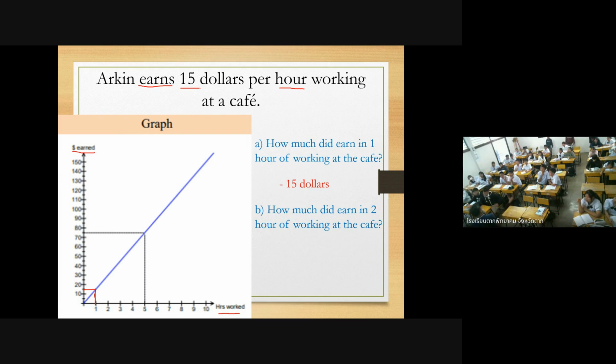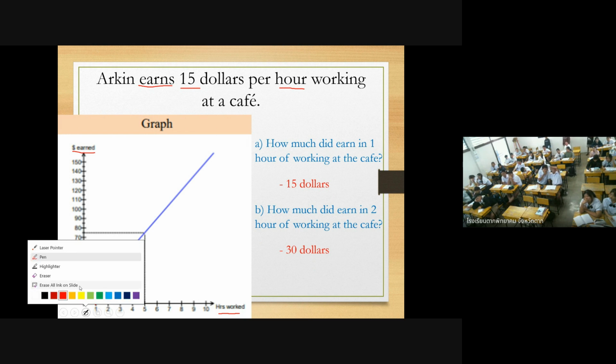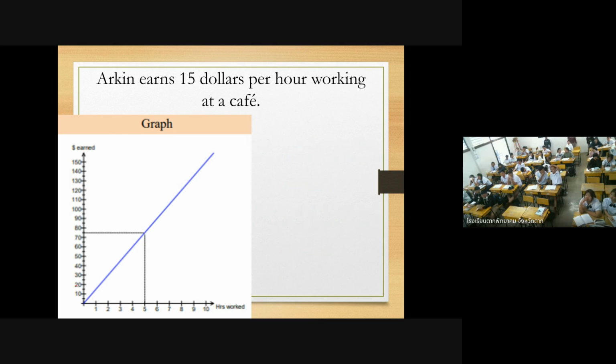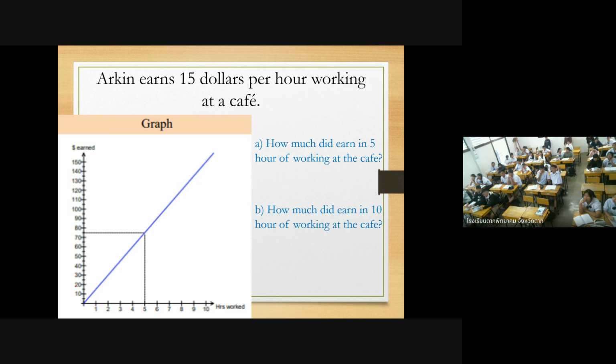It's $30. Okay. So in this given, we have 2 hours. Imagine this is straight. At least you have that point. So that is $30. All right. How much did he earn in 5 hours of working at the cafe?